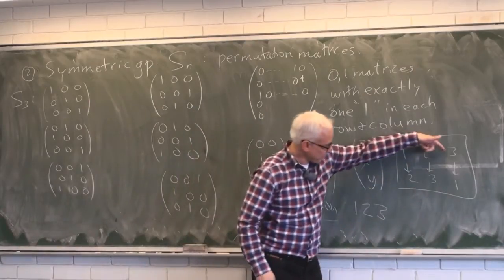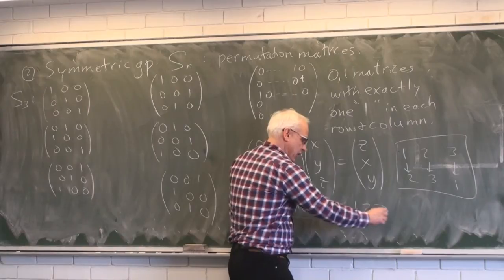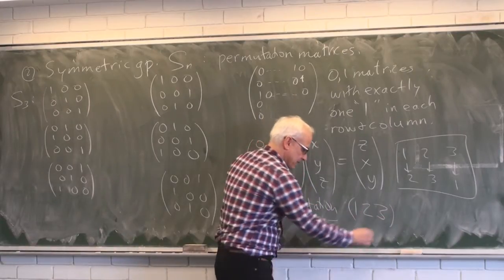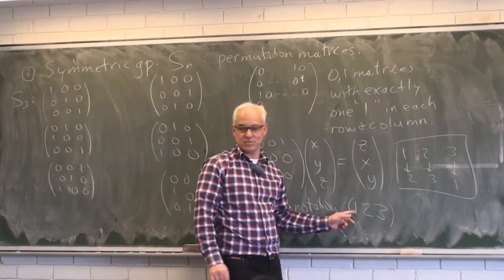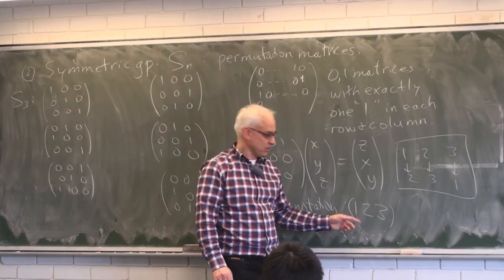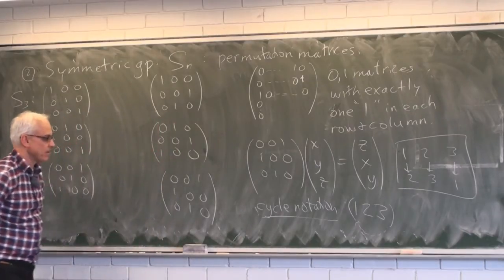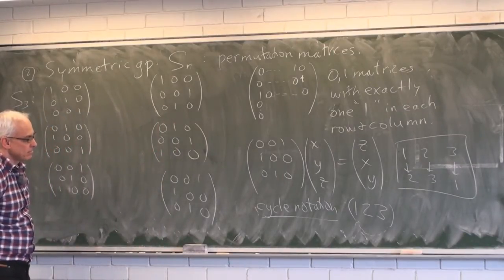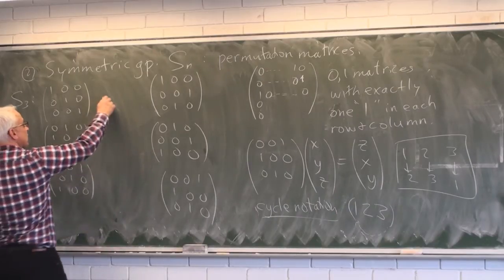And the thing that was in the third position has gone to the first position. Well, we don't want to write a 1 again. We'll just close this thing off, and that means that the thing that was in the third goes back to the first position. So this is cycle notation for this particular matrix. So let's look at the cycle notation for these things.